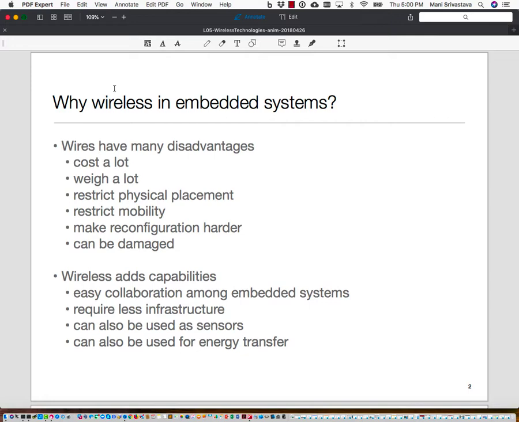Wireless adds interesting capabilities. It can make collaboration among embedded systems very easy to achieve. Again, part of it just goes back to the fact that using wires is pretty painful. It requires less infrastructure, so the cost goes down. Radios can also be used as sensors. This is a useful property and one which lots of people are currently exploiting. When we say a radio receiver is engaged in communication, all it means is that the other party is cooperating. If two computers are talking to each other, all that means is that the sender is sending the message in a format and in a code which the other party understands readily, some previously agreed upon protocol.